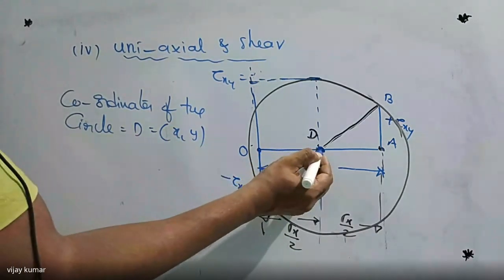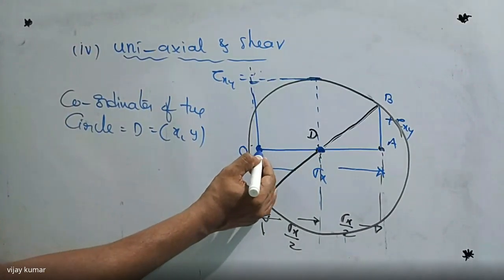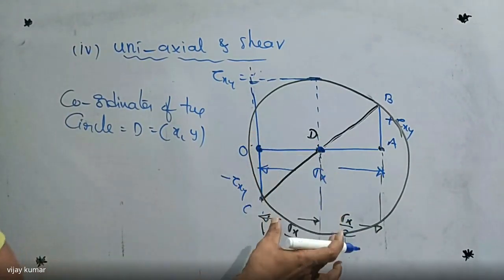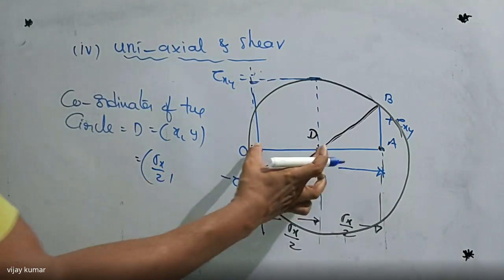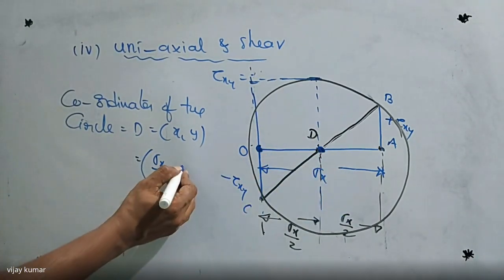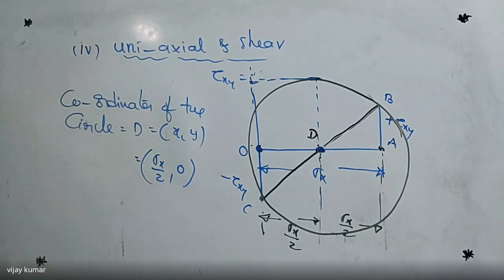So this is the center, and this is the origin. From the origin to the center, what is the value? Sigma x by 2. This distance. And what is the y value on the x-axis? 0. So these are the coordinates of the Mohr circle.